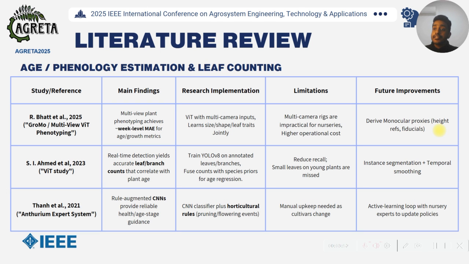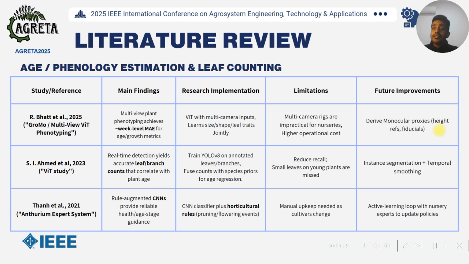Also, the GrowMore model captures images of a crop from different angles and identifies phenotypic traits, such as how many leaves are produced during production and harvesting, and the height and the leaves themselves. The Anthurium expert model, done in 2021, also provides a disease classification model and counts the leaves using an object detection model.